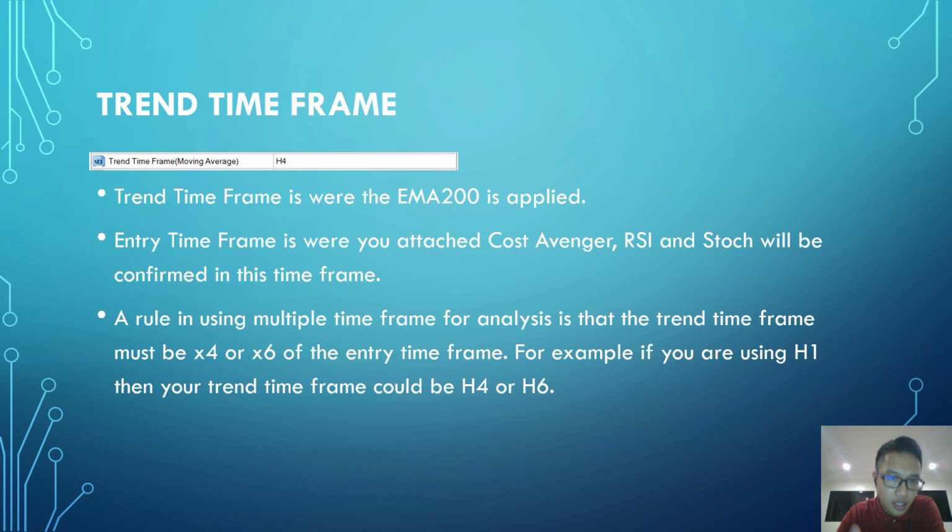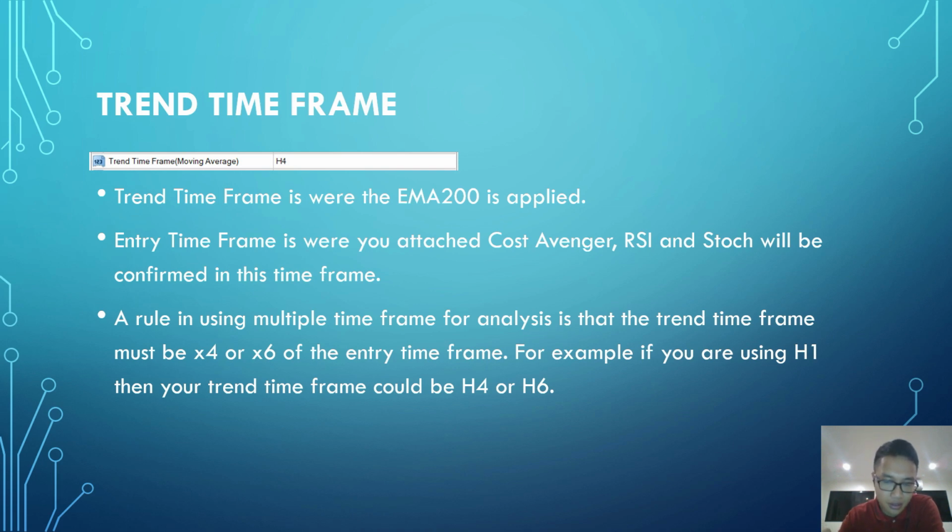If you want to have more orders, you could attach the robot to a lower time frame, because where you attach the robot is the chosen entry time frame. So if you set the trend time frame to H1, and you divide H1 by 4 or by 6, that's M15 or M30. So you could attach your robot to M15 and your trend time frame is H1. You could do that.